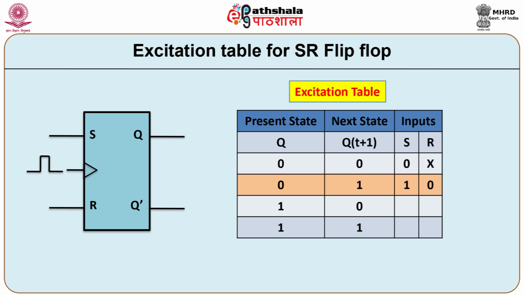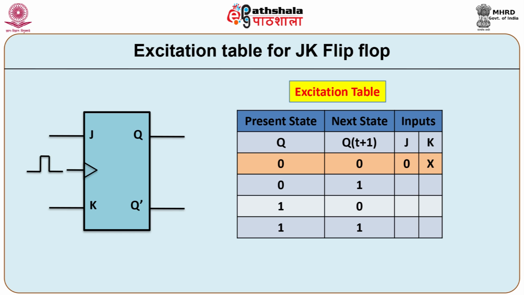If present state is 0 and next state 1 is desired, then SR inputs should be 1 0. Transition of present state 1 to next state 0 can be obtained by setting SR inputs to 0 1. The SR input should be x 0 for 1 to 1 transition of the present to next states. To obtain the excitation table of JK flip flops, it is necessary to list all possible present states and next states to determine the input conditions to generate such state change.